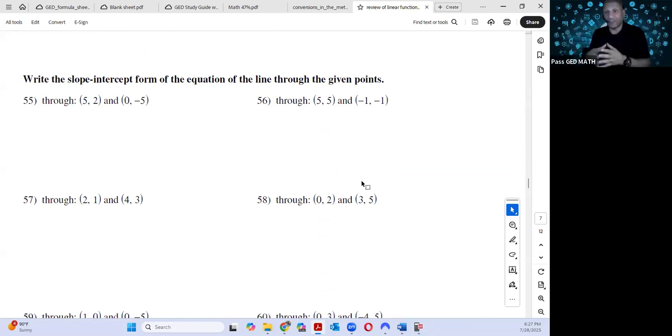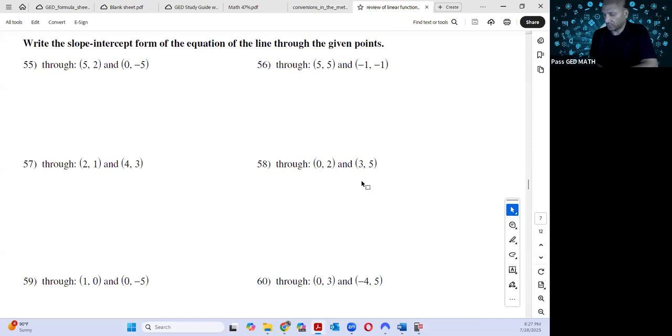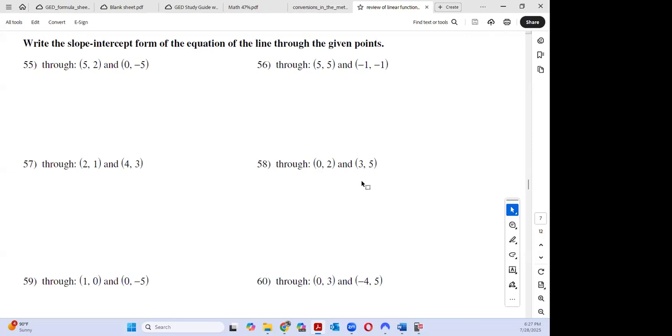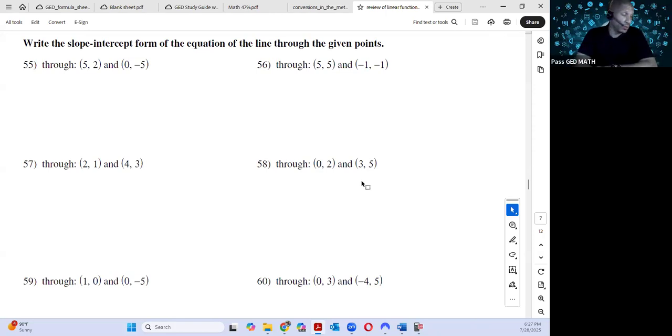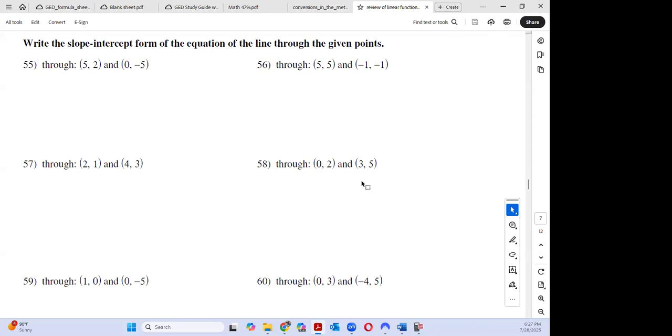So I know Darnell, you said you were working on the linear equations. What type of problem would you like me to go over now? Are you there, Darnell? I'm here, Mr. Tinsley. Well, I was looking at these ones and I was looking at the graph, like how to read the graph.